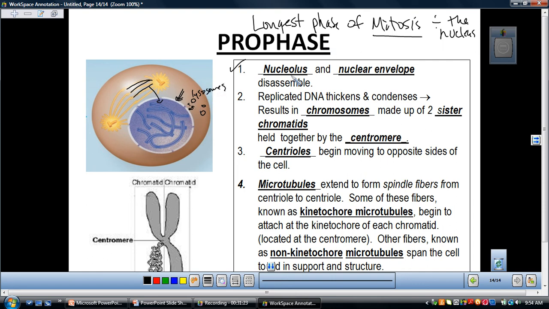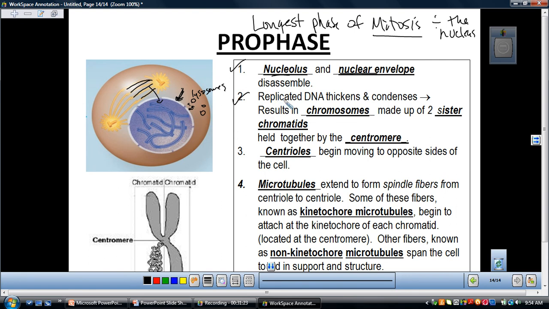So the nucleolus and the nuclear envelope disassemble by the action of lysosomes as well as enzymes that are in there that chew up that nuclear envelope and chew up the nucleolus. Okay, and it has to do that in order for these microtubules to be able to get in there and contact the DNA.